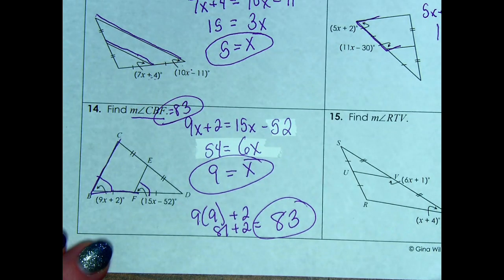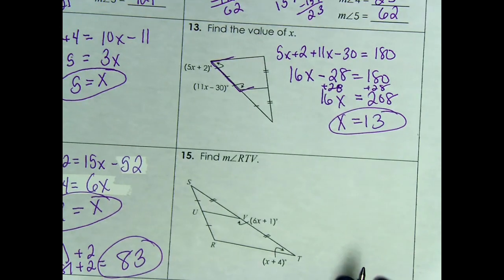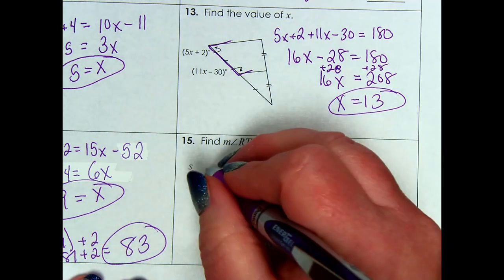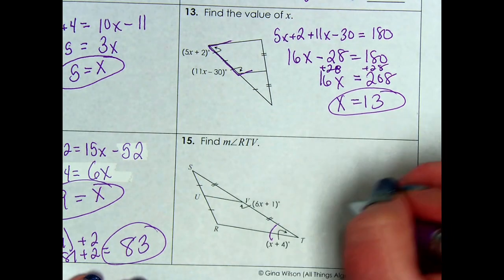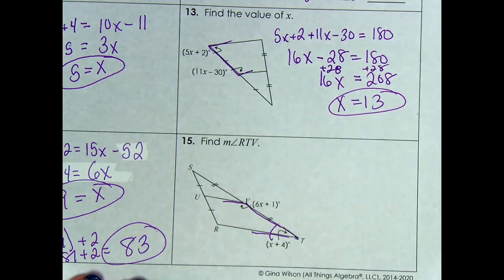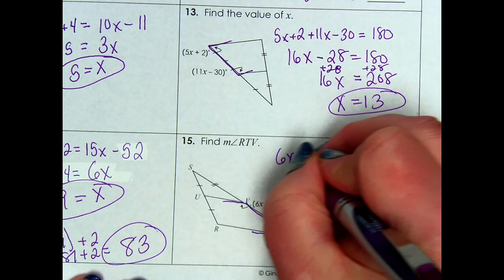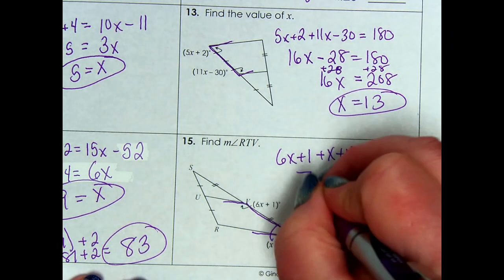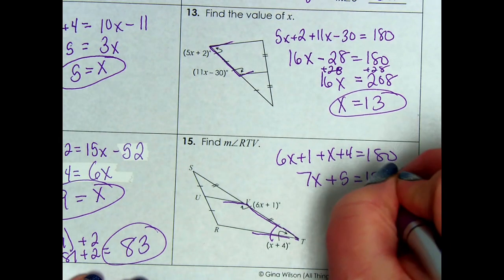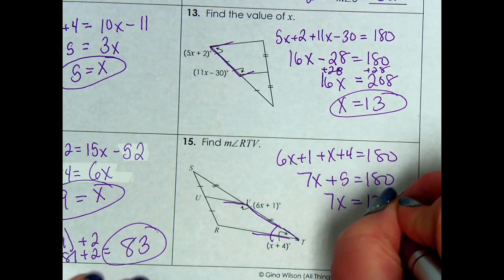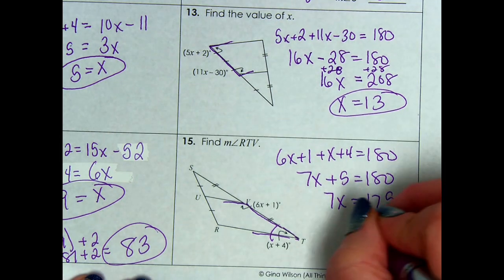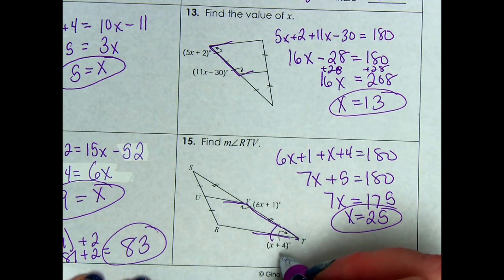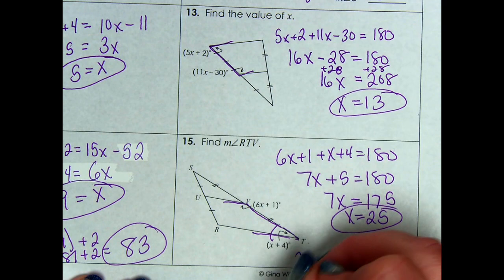For my last question, if I look at number 15, I have the measure of angle RTV, and then I see that these are consecutive interior, so 6x plus 1 plus x plus 4 equals 180, 7x plus 5 equals 180, 7x is equal to 175, therefore x is equal to 25, but I'm not done because I want angle RTV, so I'm going to take 25 plus 4 and get 29.